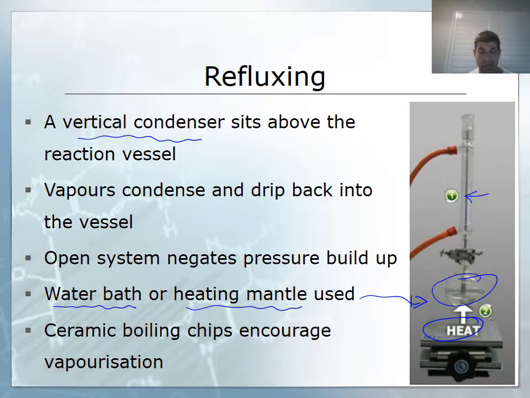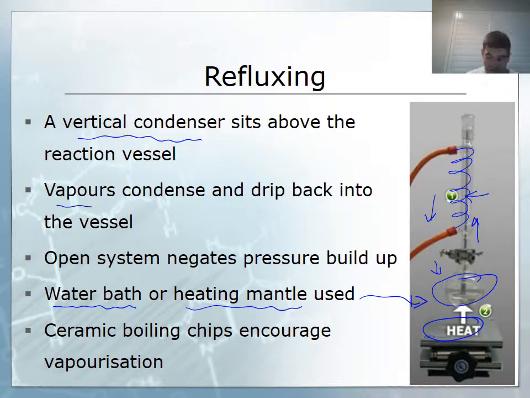Because it's a slow reaction, it's often easiest to allow this reaction to occur over several hours or perhaps even days, if that is practical. And that will maximize the yield. The use of the vertical condenser allows vapors, as they move up through the column, to be cooled with the water that's circulating through the condenser, and therefore to condense and drip back into our reaction vessel. As they drip back, we avoid too much loss of our reactants.